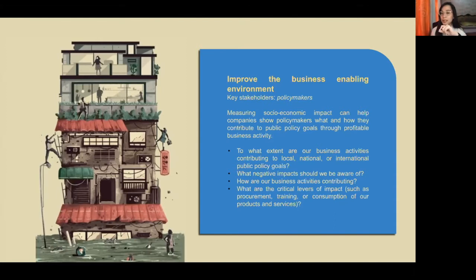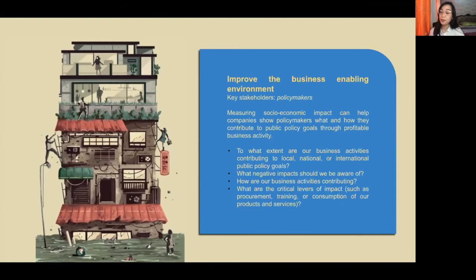Next is, how are our business activities contributing in the overall good of the community and the society as well, okay? Fourth, or the last one would be, what are the critical levers of impact, such as procurement, training, or consumption of our products and services? Again, these are just some of the questions that you can ponder on or think about para lang magkaroon kayo ng deeper understanding lang when it comes to the socio-economic impact of the business na ginagawa ninyo. Because again, may iba-ibang degree kasi. Okay, may iba-ibang degree yan as to how big or the scale of the entire business.